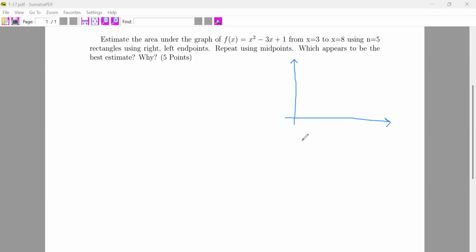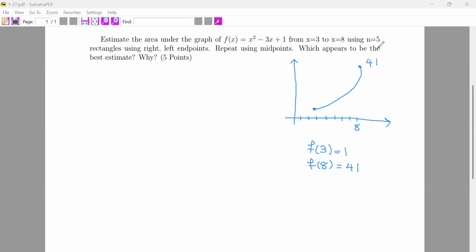when you plug in 3, find f of 3, that would be 1. So 1, 2, 3, and then 1 is this point. And if you plug in 8, which is the other endpoint, you would get 41. So 8 and the number somewhere here as 41. We know that this function is increasing here.